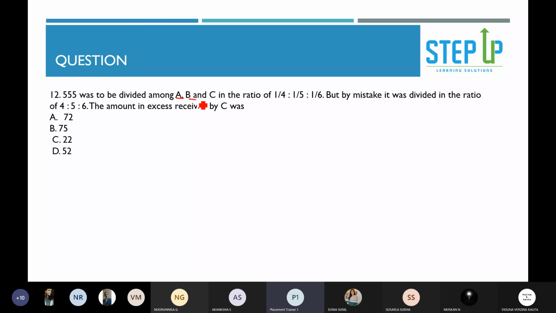A, B and C in the ratio of 1/4 is to 1/5 is to 1/6. Now again, when it is in fraction, what should we do? Anybody? When it's in fraction, what should we do? Take the LCM of 4, 5, 6. What is the LCM of 4, 5, 6?